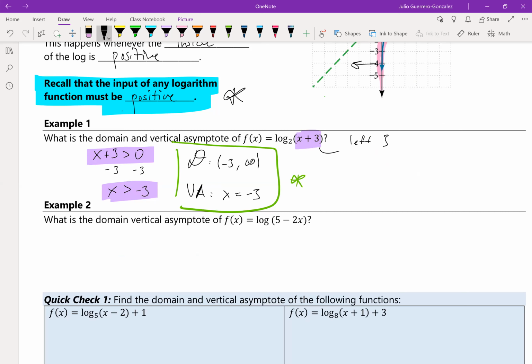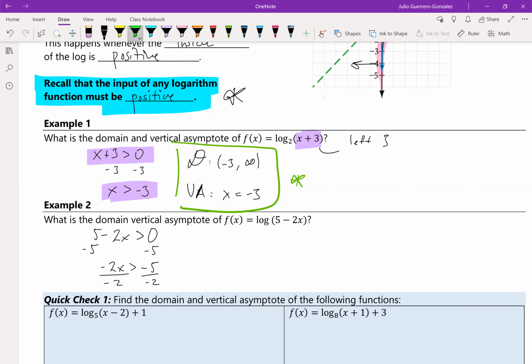So same thing with example 2. We need that to be greater than 0. We subtract 5 from both sides, so -2x is greater than -5. Did you see, divide by -2 from here? You divide both sides by -2, right, divide by -2, divide by -2.